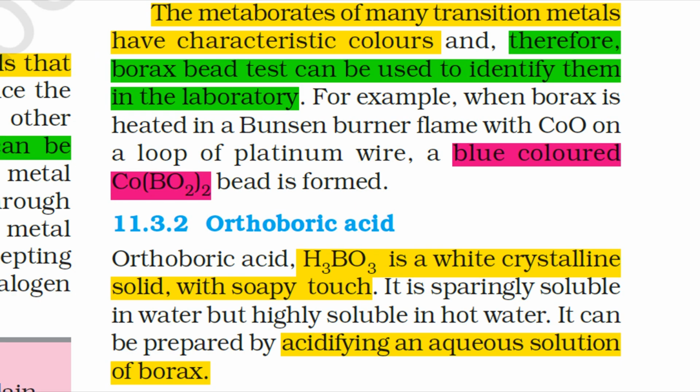So now this paragraph is important. Metaborates of many transition metals have characteristic colors and are used in the laboratory as the borax bead test to identify them. For example, when borax is heated in a Bunsen burner with CoO, that means cobalt oxide, on a loop of platinum wire, a blue colored cobalt borate, Co(BO2)2, bead is formed.